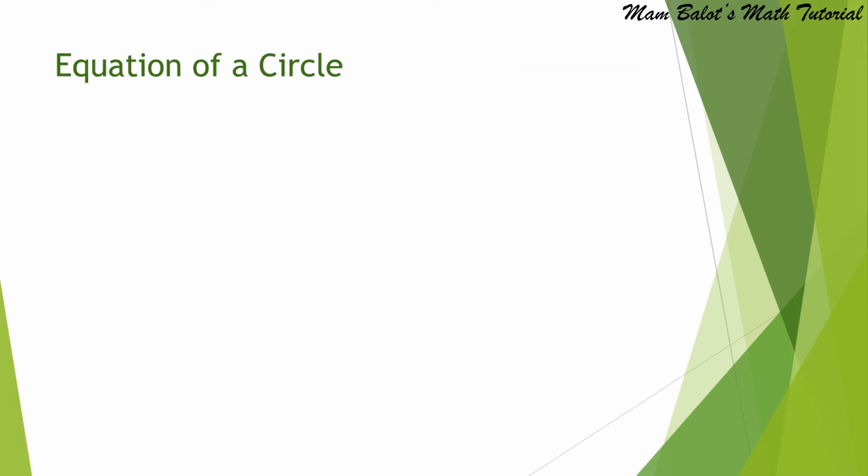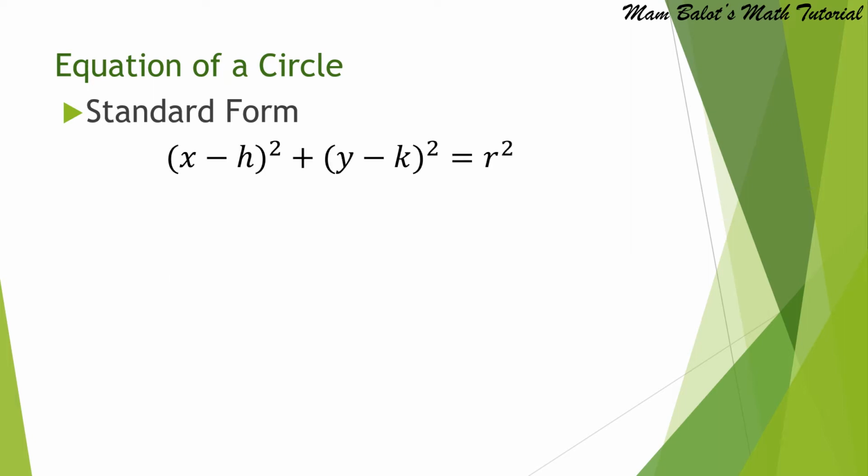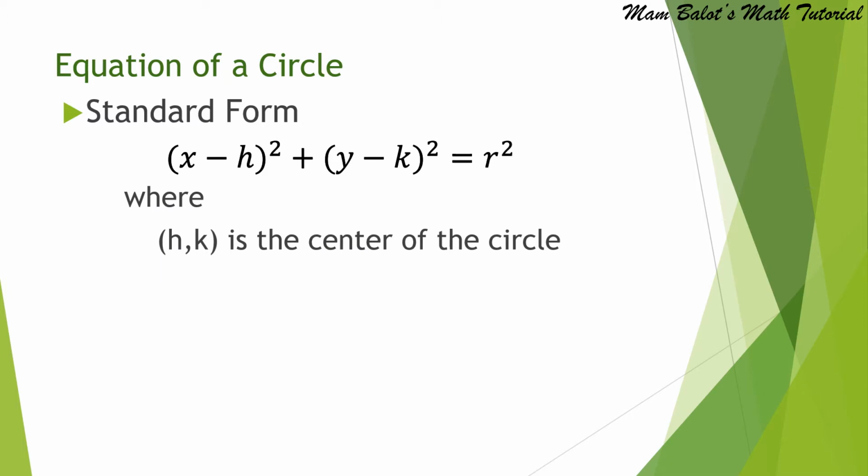Now let us proceed to the equation of a circle. There are two forms of the equation of the circle. The first one is the standard form, which is expressed as (x minus h) squared plus (y minus k) squared equals r squared, where (h, k) is the center of the circle and r is the radius.